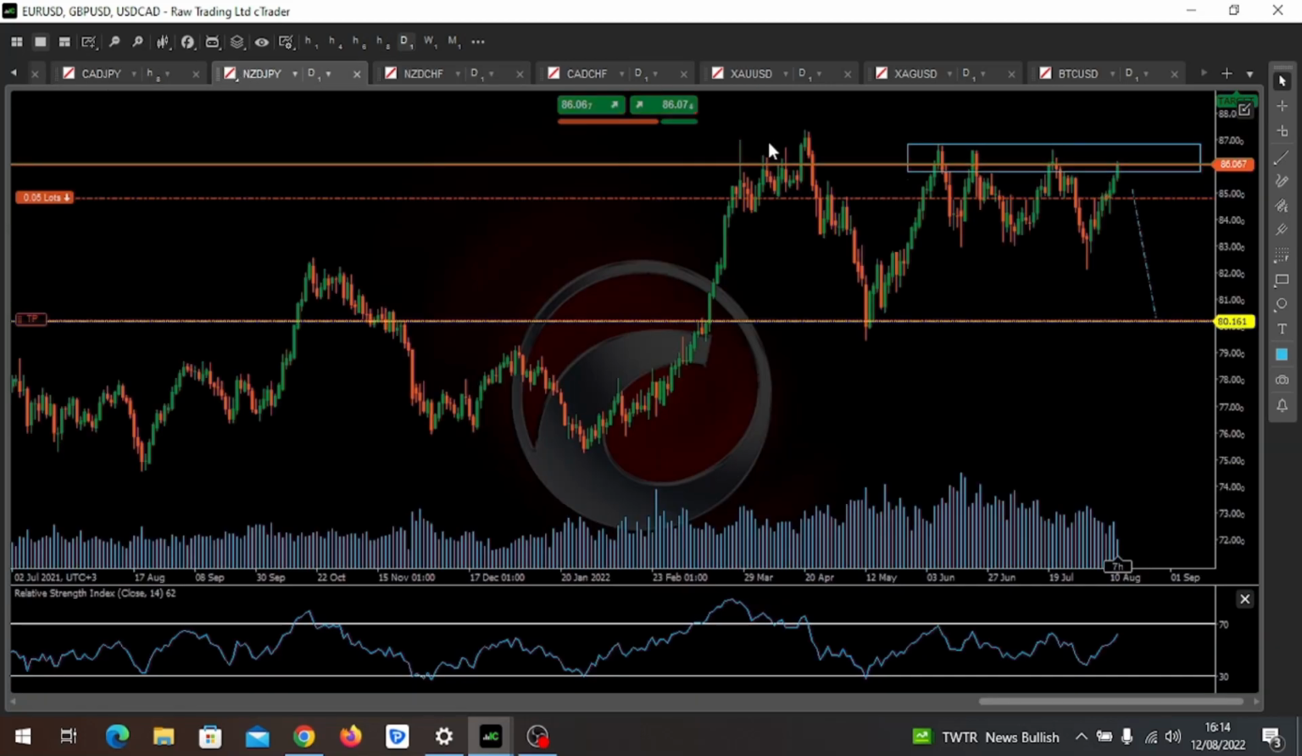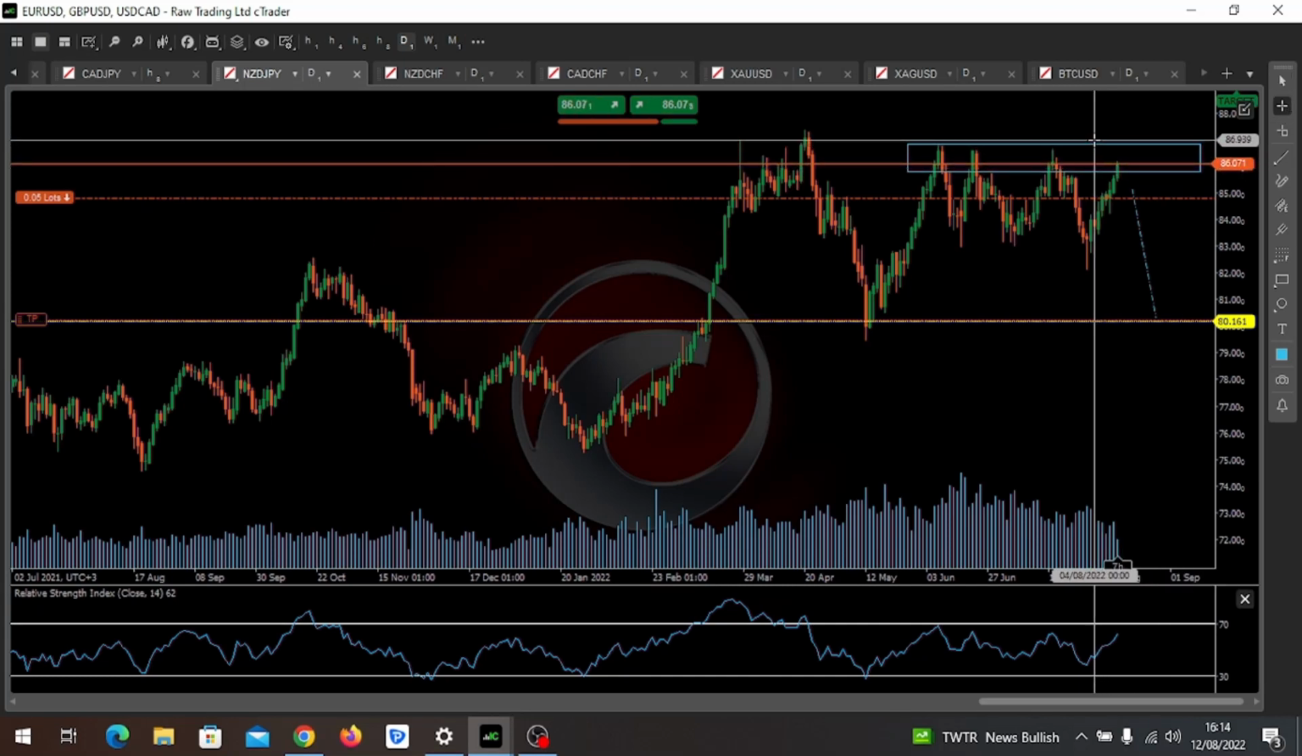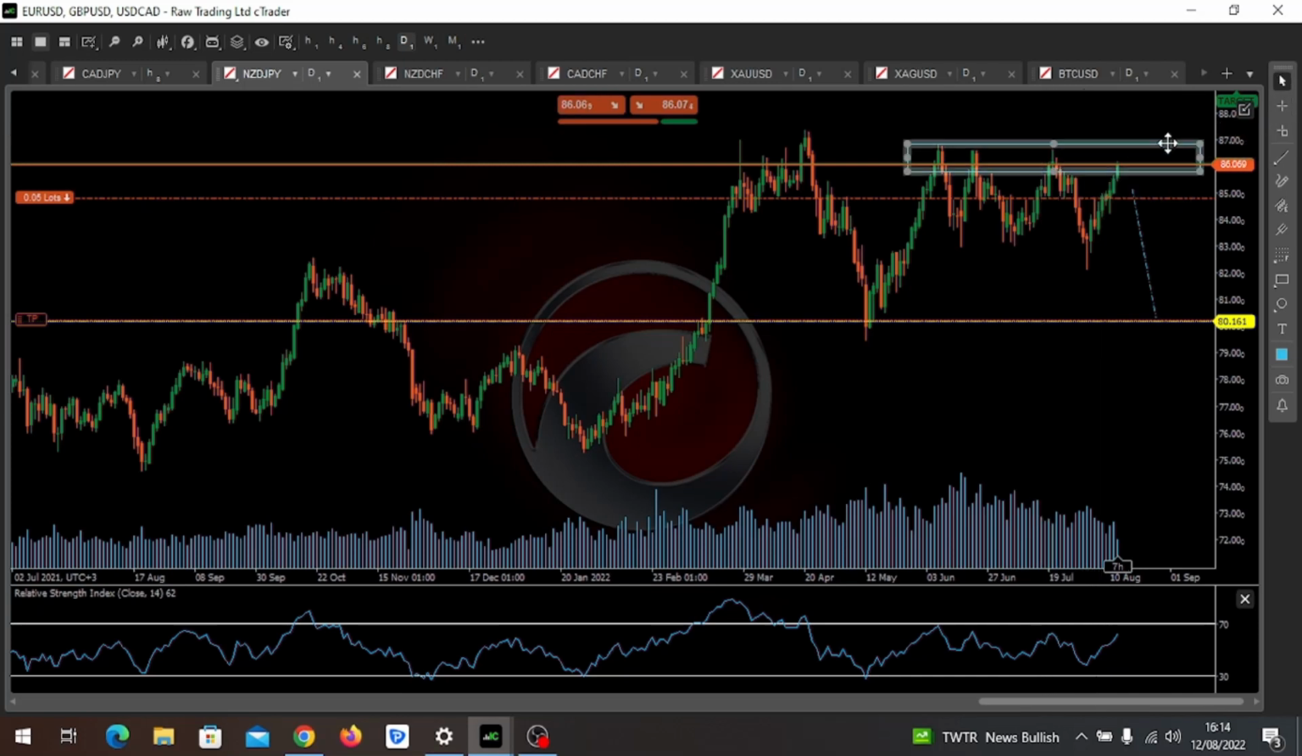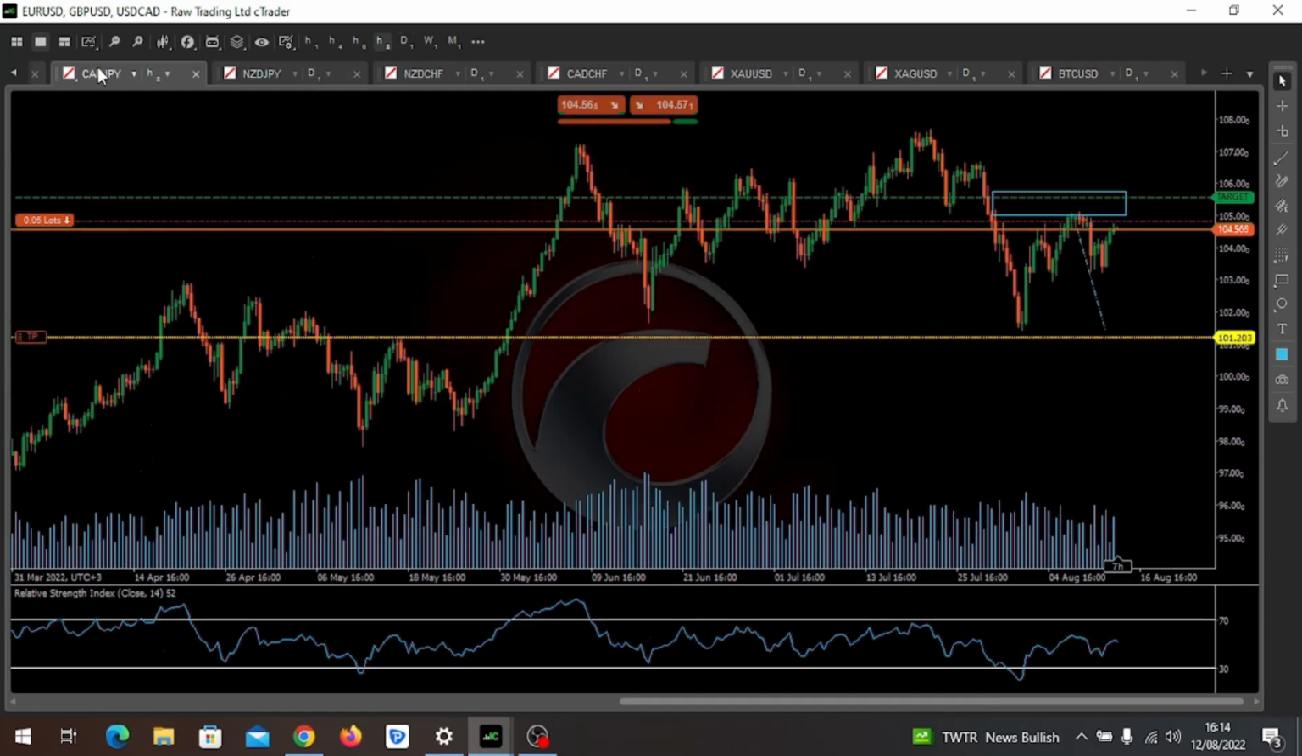But on this particular trade, kindly have your stop loss above the blue box. Anything above 8,700 for me is a no-no. But this is a risk to reward of 1 to 5, which is a very good setup.